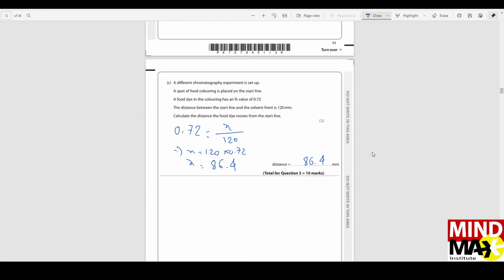Okay. Then this is the Rf value calculation. The formula is, the Rf value is equal to the distance moved by the food dye divided by the distance moved by the solvent. The distance moved by the solvent is given as 120, and the Rf value is 0.72, and you have to find it from here. It is 86.4 millimeters.